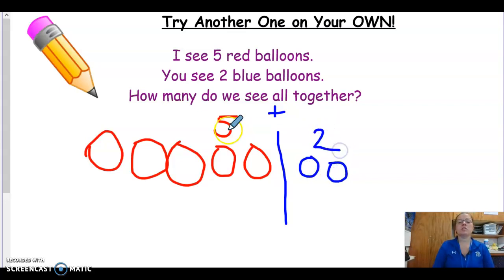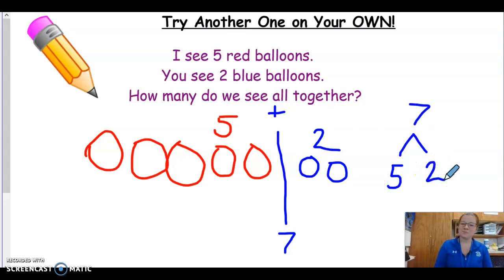We have to find out how many we saw all together. So we can count them all. 1, 2, 3, 4, 5, 6, 7. Or we could count on, knowing that we have 5 over here, we could say 5, 6, 7. And in our math mountain, our total is 7. That's how many we saw all together. And our partners are 5 and 2. Is that what you got? I bet you were right.